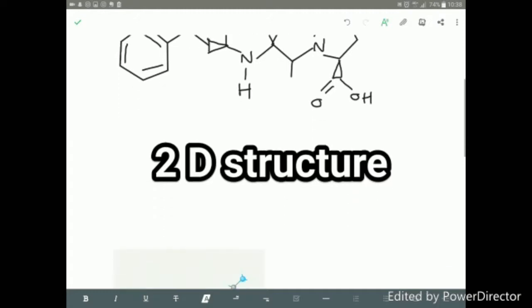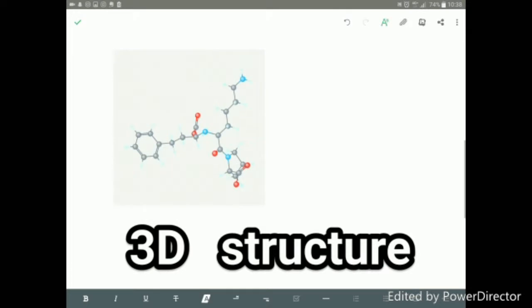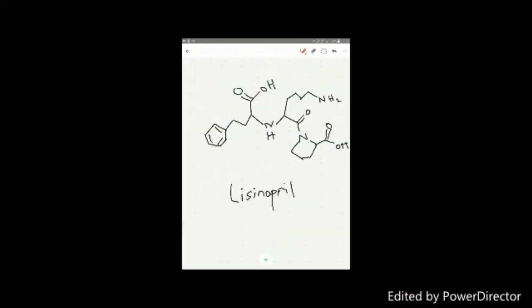Next, this is the 3D structure of Lisinopril. Now I will talk about the functional groups of Lisinopril based on its chemical structure. These functional groups are a benzene ring, two carboxyl groups, two amide groups, and one amine group.